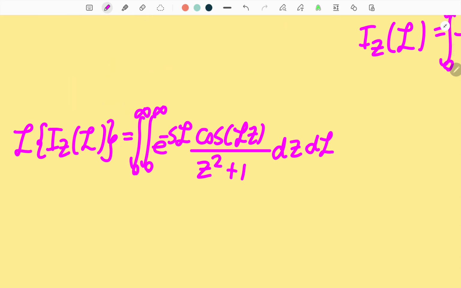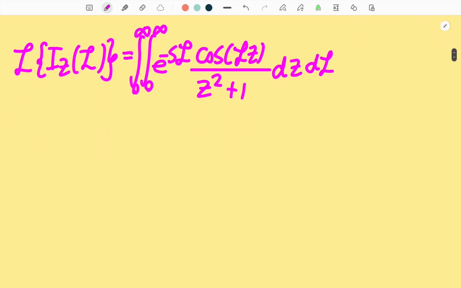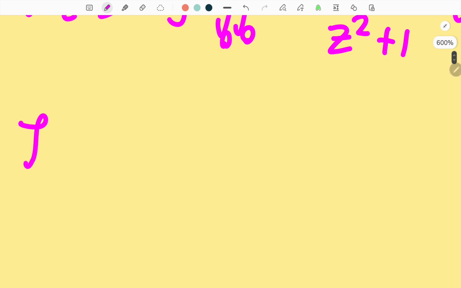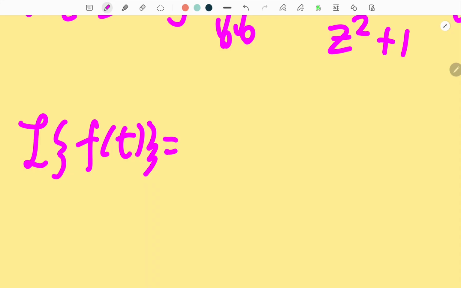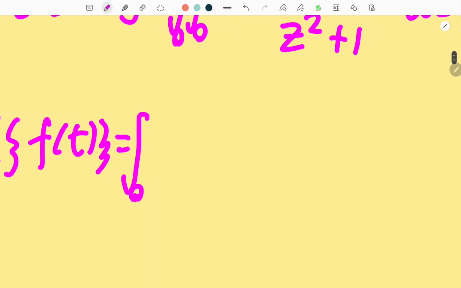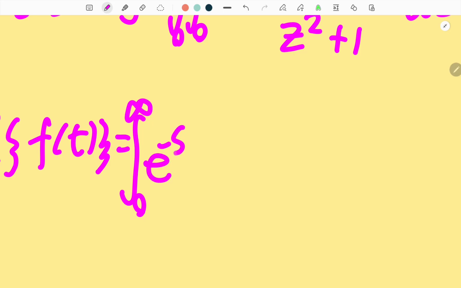Now, this was a pretty big skip I just did. Let me explain what I did. I said I was going to take the Laplace transform of I sub z of L, and that's exactly what I did. If you don't recall the Laplace transform, the Laplace transform of f of t is equal to the integral from 0 to infinity of e to the negative s t times f of t dt.